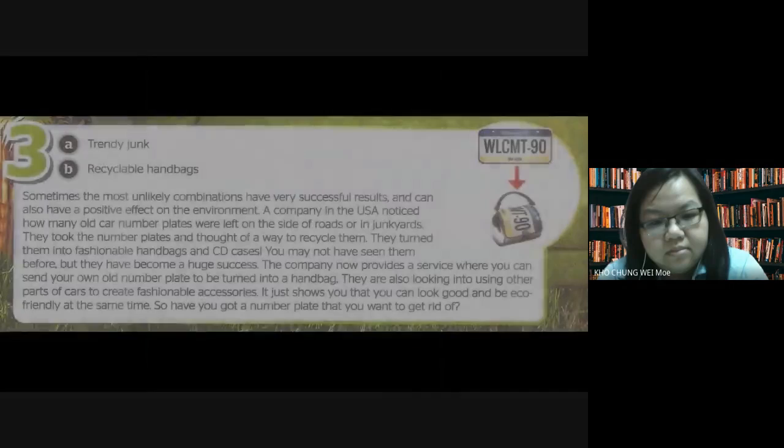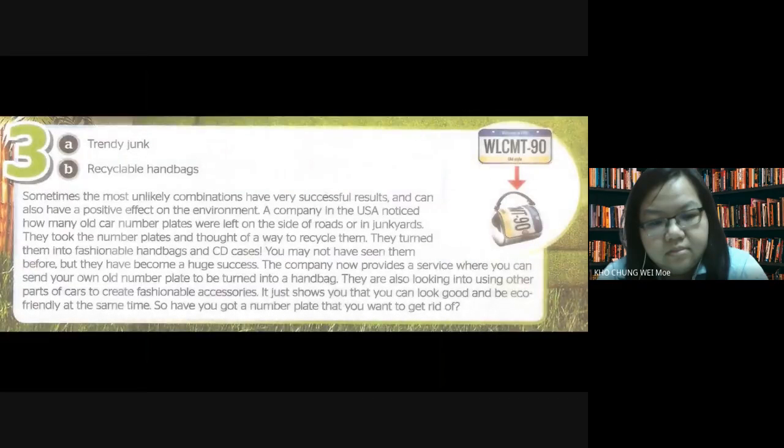3. Sometimes the most unlikely combinations have very successful results and can also have a positive effect on the environment. A company in the USA noticed how many old car number plates were left on the side of roads or in junkyards. They took the number plates and thought of a way to recycle them. They turned them into fashionable handbags and CD cases. You may not have seen them before, but they have become a huge success.